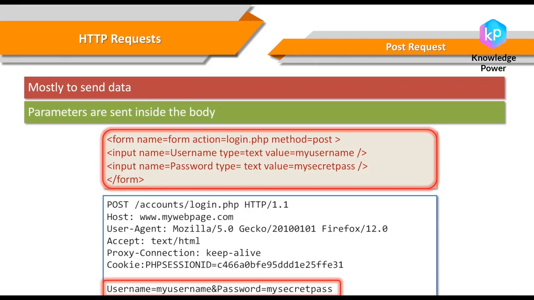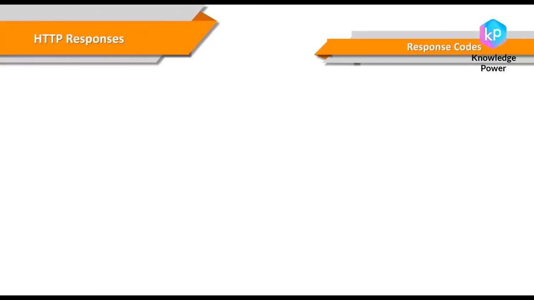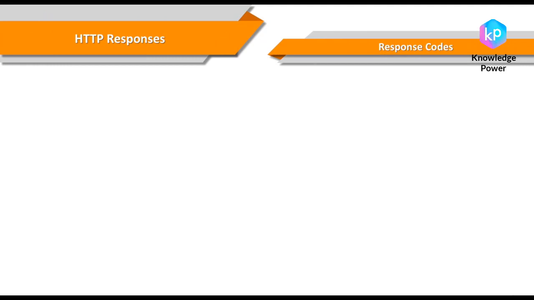So you should encrypt your traffic. The server, which provides resources such as HTML files and other content, returns a response message to the client. The response contains completion status information about the request and may also contain requested content in its message body. Every response has 3-digit response status codes.